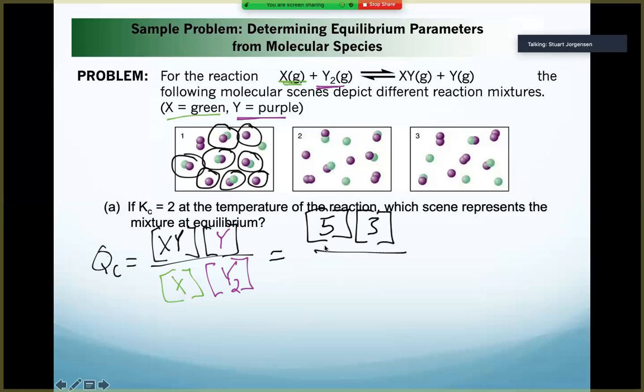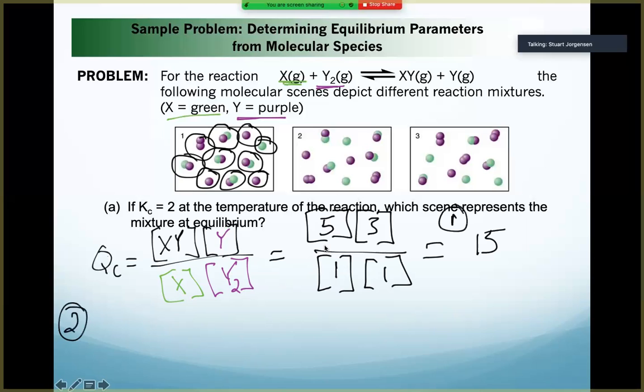That's all going to be over our X. Looks like there was 1 green floating around. And our Y2, there was 1 of those. Just make sure I've got all my particles here. 5 times 3 is 15. Divided by 1 is 15 for QC1. That is not equal to 2. Okay, well, that'll be important here. Let's hold that thought for just a second. Let's take a look at our second box. That was for box number 1, below 1 next to it, so we know which one that's for.